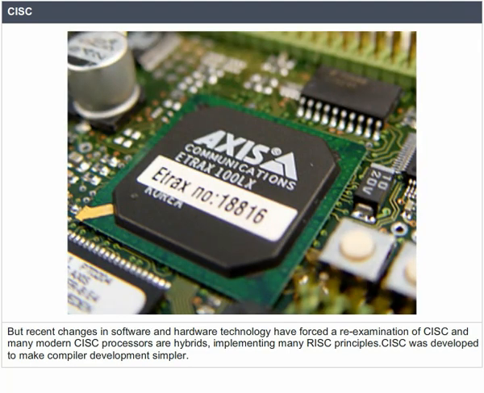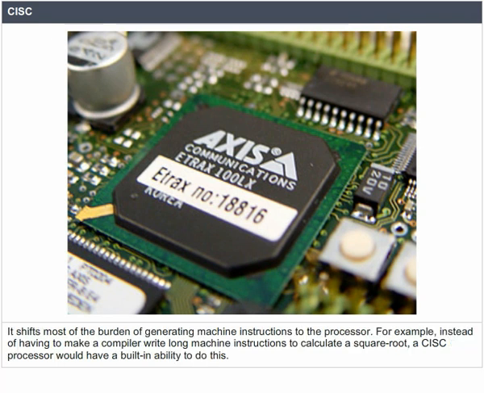But recent changes in software and hardware technology have forced a re-examination of CISC, and many modern CISC processors are hybrids implementing many RISC principles. CISC was developed to make compiler development simpler. It shifts most of the burden of generating machine instructions to the processor. For example, instead of having to make a compiler write long machine instructions to calculate a square root, a CISC processor would have a built-in ability to do this.